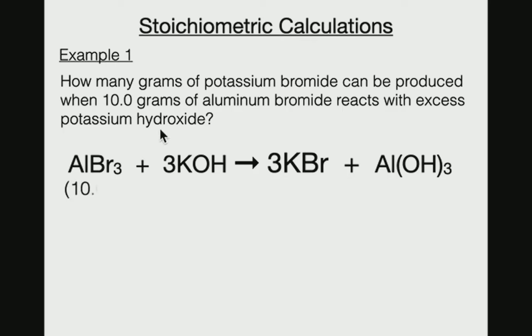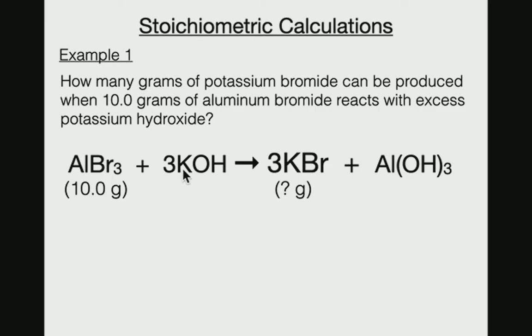So it tells us that we have 10 grams of aluminum bromide. So I'm going to write that below the aluminum bromide. And it's asking us how many grams of potassium bromide can be produced. So the question is, if we have 10 grams of aluminum bromide, how many grams of potassium bromide can we make? Now it says that we have excess potassium hydroxide. So all that means is that we have all of the potassium hydroxide that we could want. So we don't need to worry about the amount that we have. So the 10 grams of aluminum bromide, if it was used all completely up, how much potassium bromide can we make?